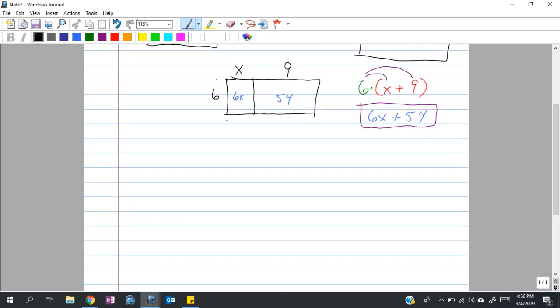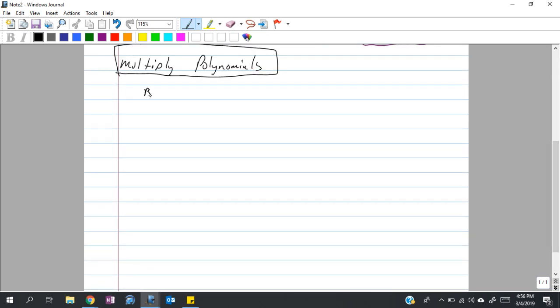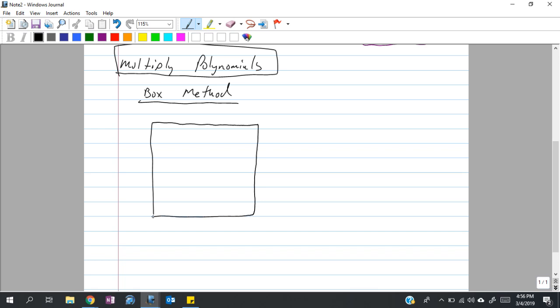I'm laying that down because today in this lesson, when we talk about multiplying polynomials, it's the same concept, but on a bigger scale. So first thing I'm going to do is show you the box method. And the box method says this. Let's suppose that I have a big old box like this. And this piece here, oh man, this is x. And this piece right here is 5.